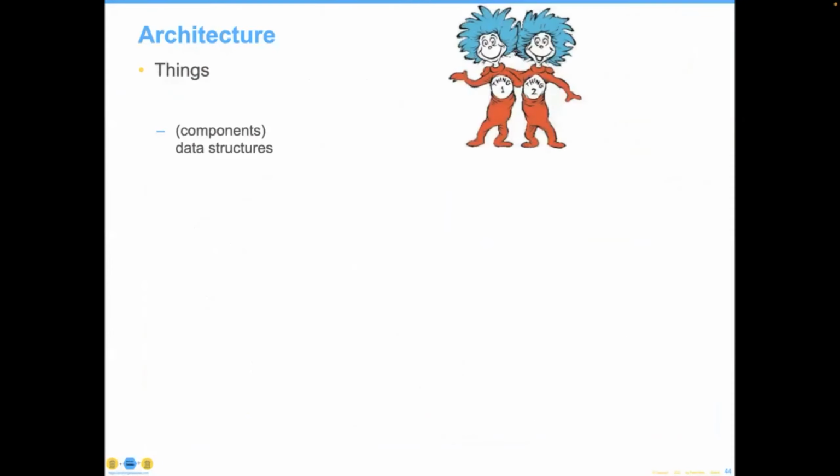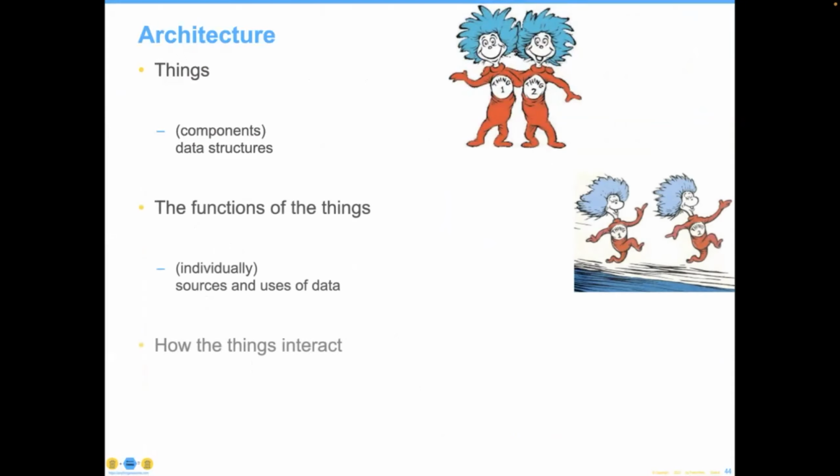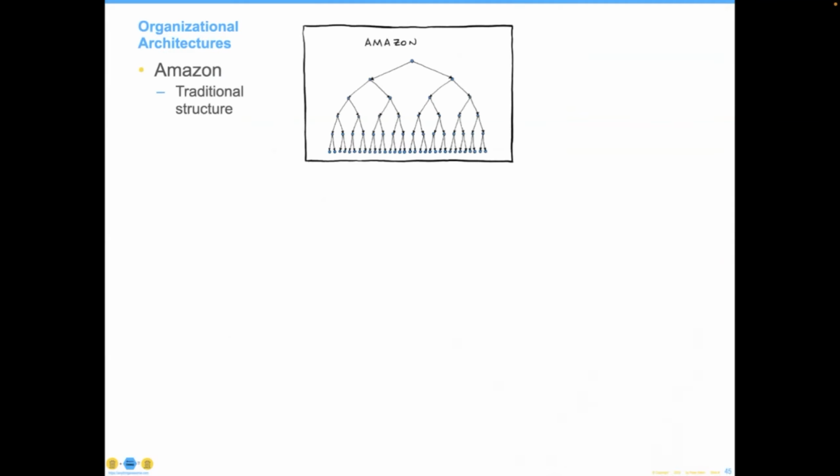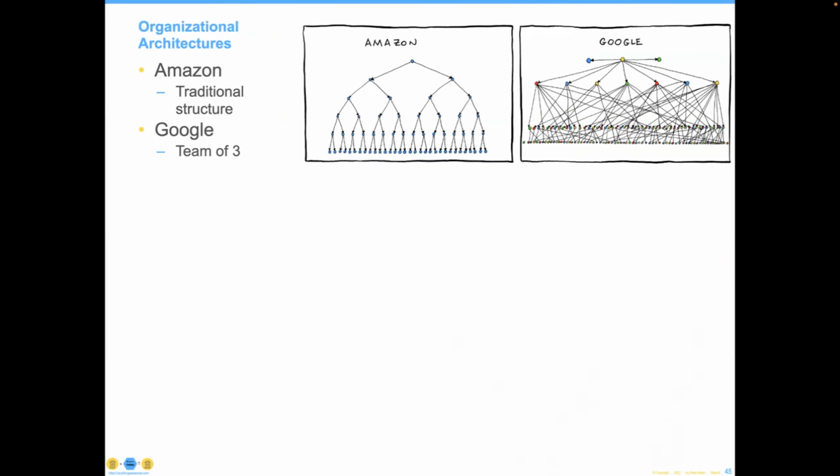This leads us to the definition of architecture, which is quite simply the high-level abstraction of dealing with things, the function of those things, and how those things interact with each other. Don't worry, we're not going to watch that video in there, but it just involves some dancing. Instead, let's look at some architectures, which is just silliness. This is actually a cartoon, but it's a good one because it's instructive in that it shows how Amazon is organized versus how Google was organized at one point in time.